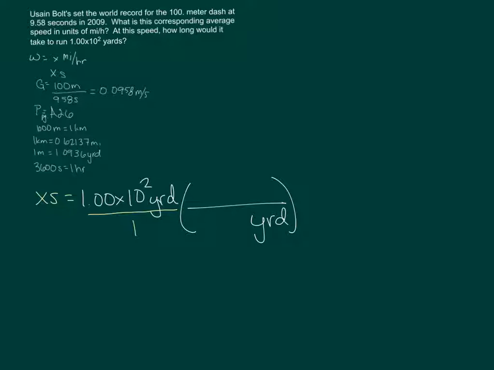Now I want to go to meters so that I can use that velocity. So according to this, for every 1 meter, there's 1.0936 yards. All right, so now our yards cancel out and we're left with meters. Great. I still want to get to seconds.